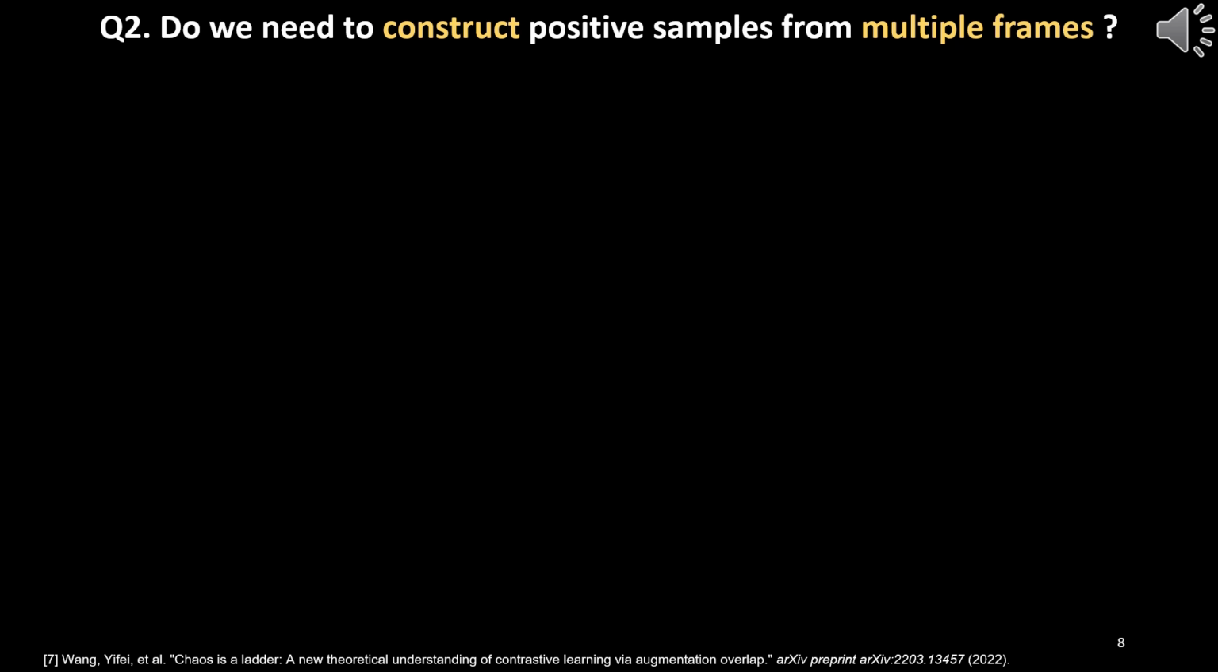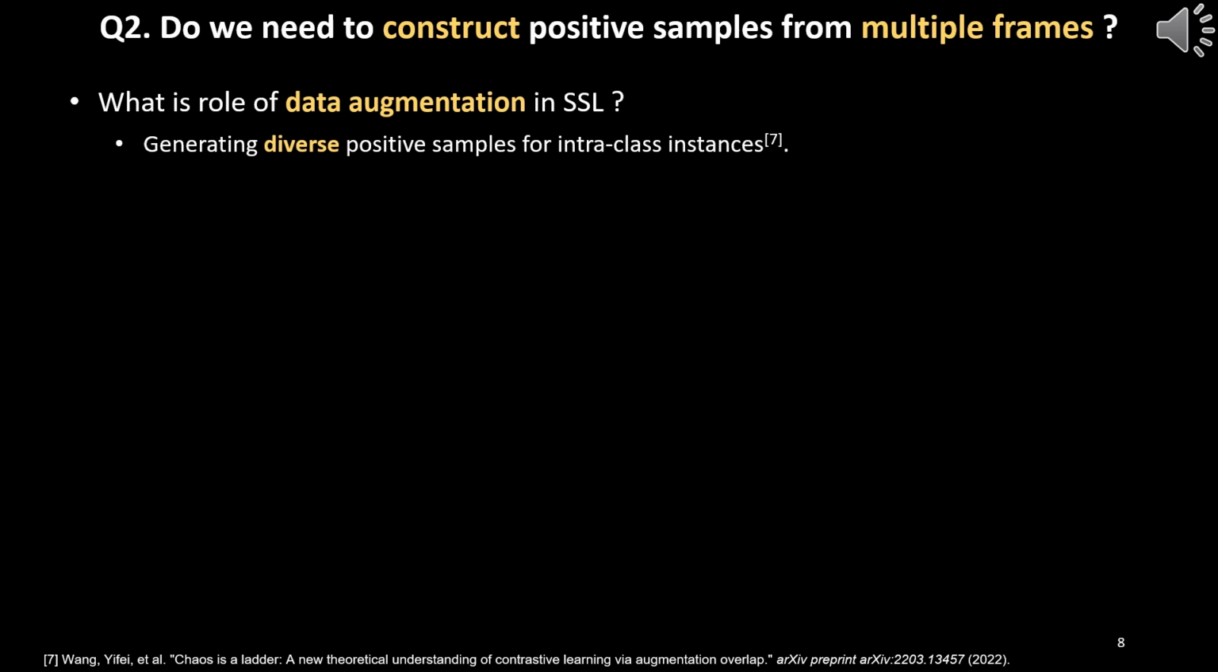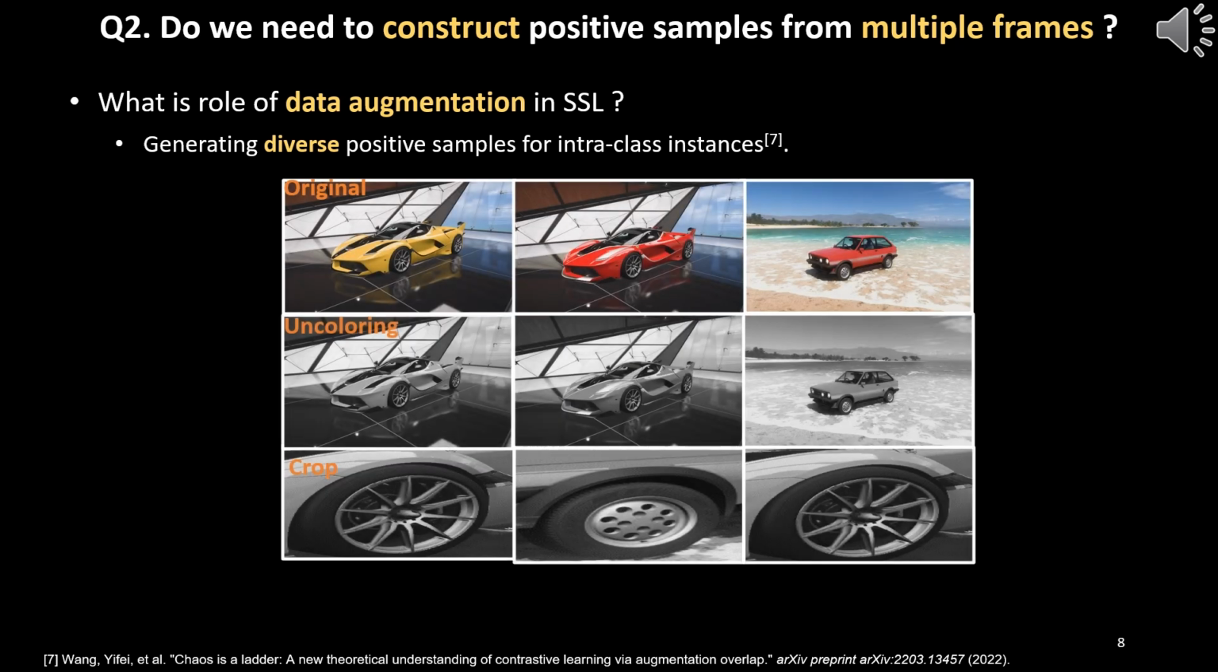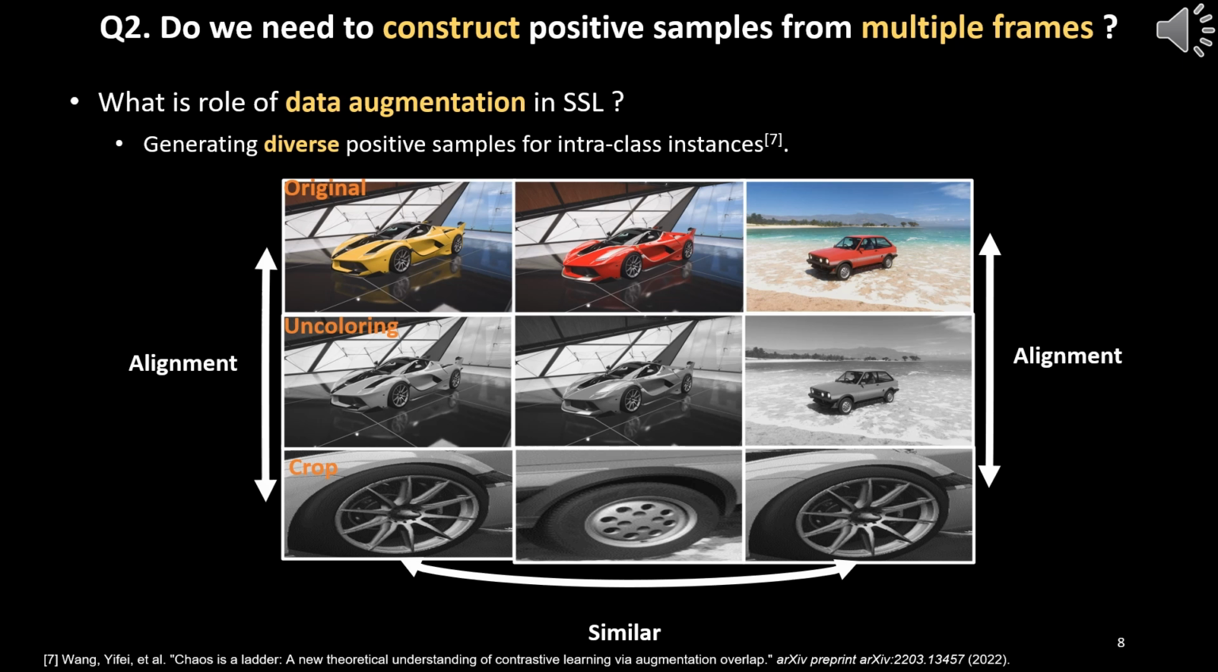Let's take a look at question 2 now. To answer this question, we first need to understand another one: what is the role of data augmentation in self-supervised learning? Paper 5 proposes that data augmentation is used to generate diverse positive samples for intraclass instances. By aligning similar positive samples, self-supervised learning can construct a structured feature embedding.